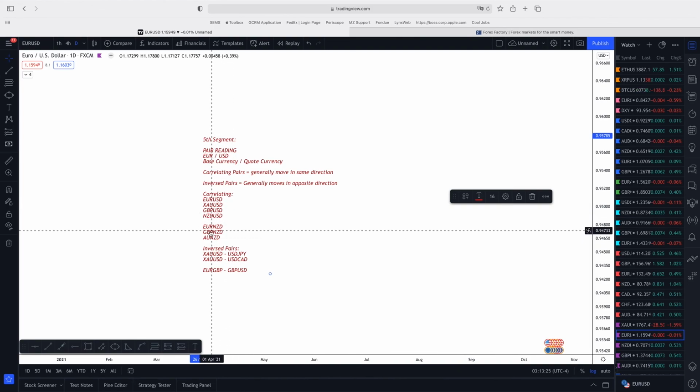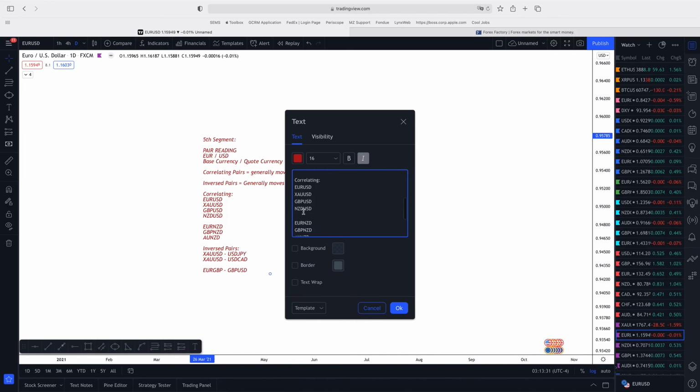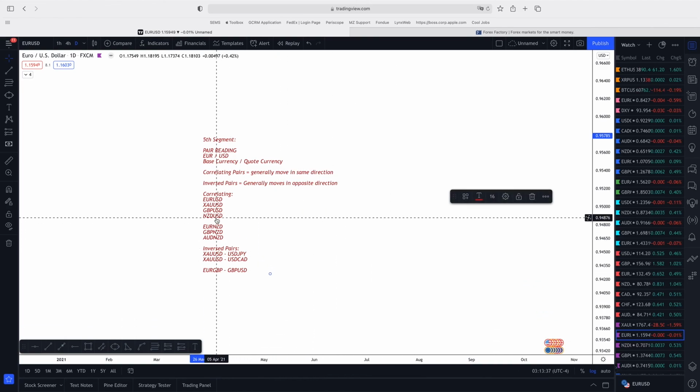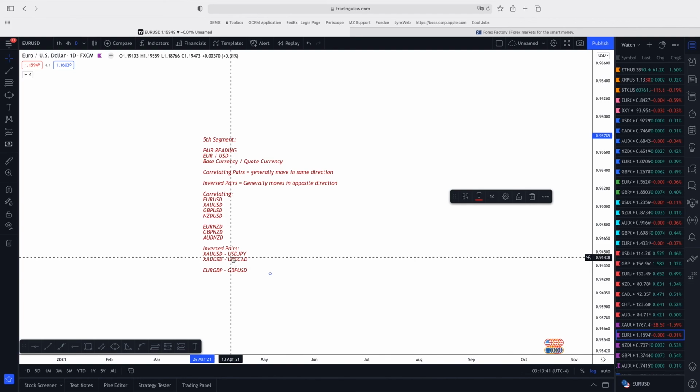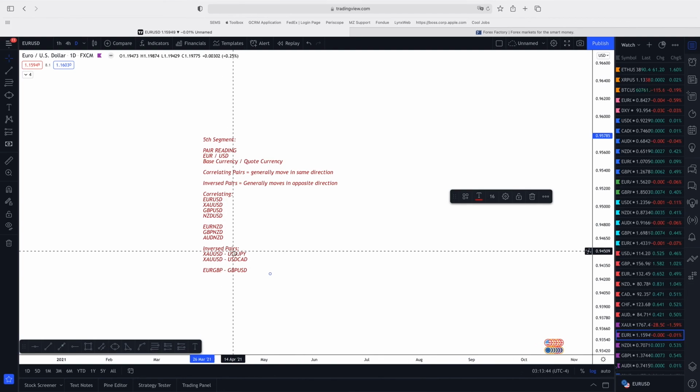What's another example? Euro NZD, GBP NZD, and let me go ahead and fix this right over here. This is AUD. Okay, this is AUD NZD. Also, look at the NZD on the same side. Now, we have something called inverse pairs that move the opposite.